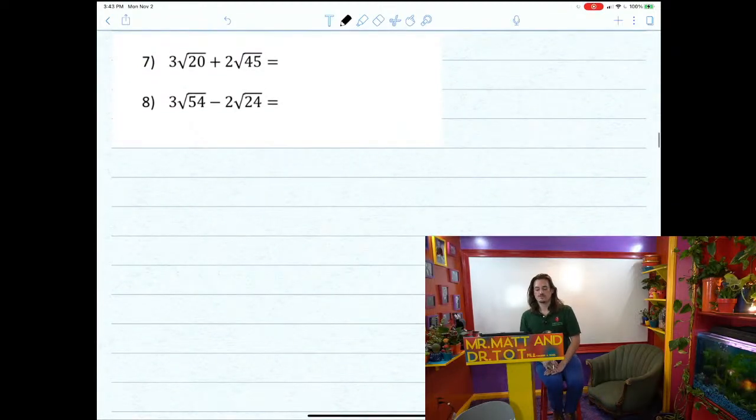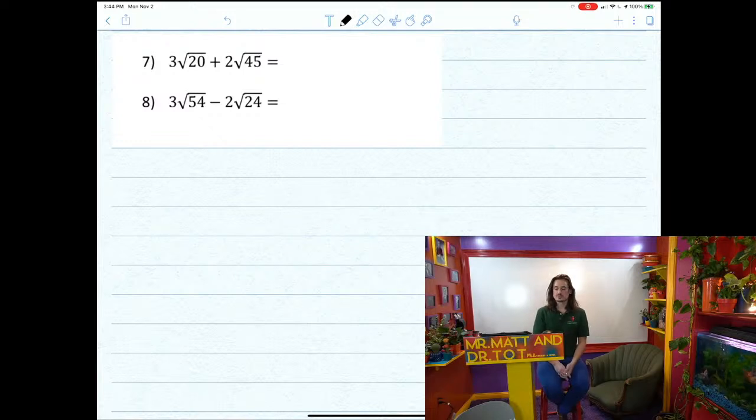Otherwise, I'm going to give you 4 minutes. I'd like you to look at the next 2 questions, questions 7 and 8. So we have 3 times the square root of 20 plus 2 times the square root of 45. I'd like you to simplify that. And number 8 is 3 times the square root of 54 minus 2 times the square root of 24.